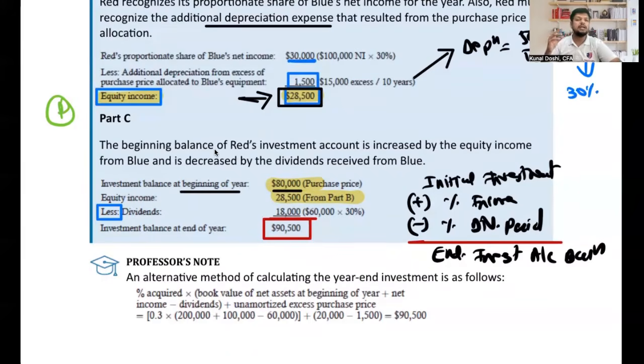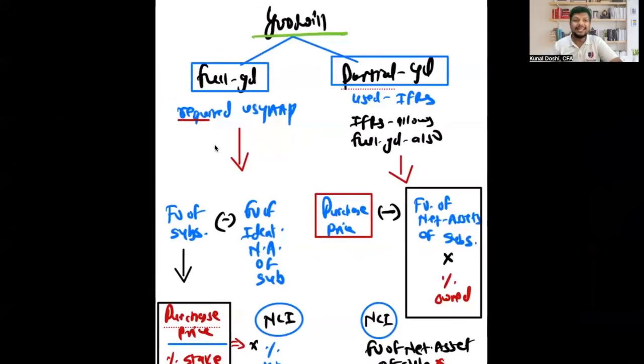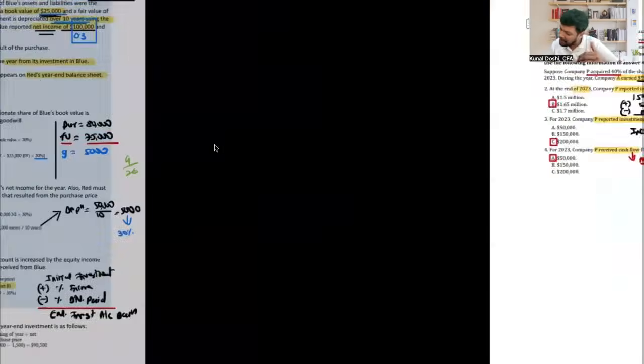All right, everyone. This is how a typical equity method works, whether there is goodwill or no goodwill. Any issue with this? Anyone? Easy, relatively. Any doubt? Okay. Now remember, when it comes to goodwill, there is a small discussion I wish to do about full goodwill and partial goodwill.